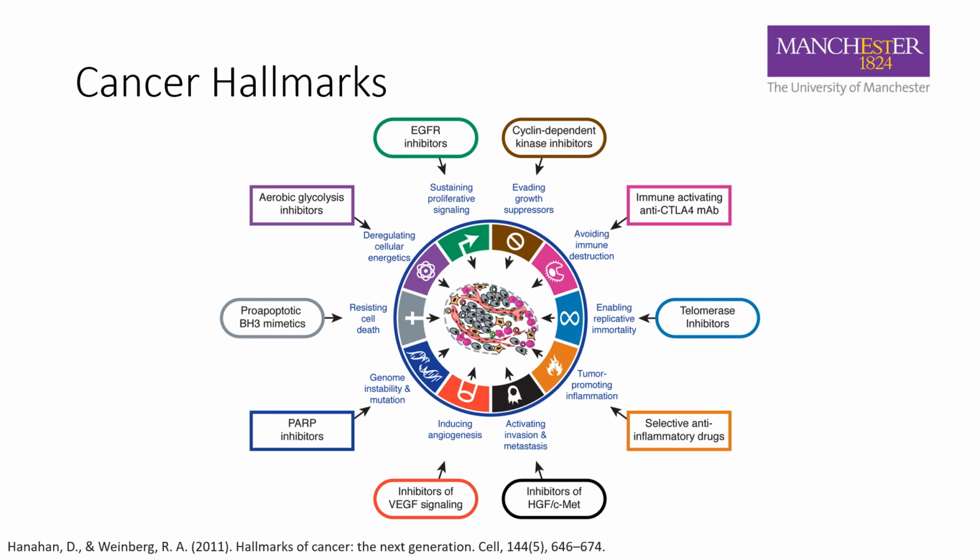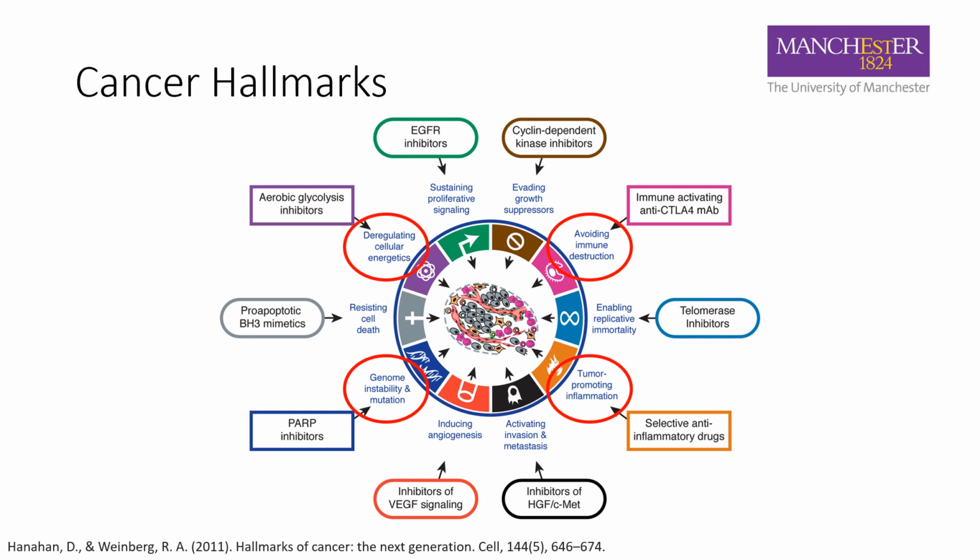11 years after their initial hallmark publication, Hanahan and Weinberg added 4 more hallmarks to their cancer hallmark diagram. In addition to the original 6 hallmarks, the cancer hallmarks now include avoiding immune destruction, tumor-promoting inflammation, genome instability and mutation, and deregulating cellular energetics, taking the total number of cancer hallmarks to 10.